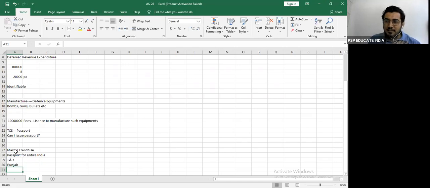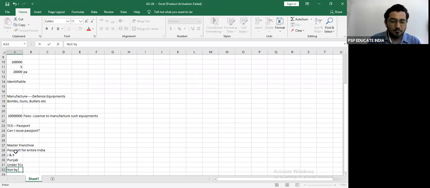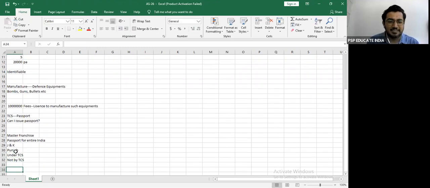Which means in Punjab and Jammu and Kashmir, passport will be issued under TCS, but not by TCS. I am writing over here. It will be issued under TCS, but not by TCS.